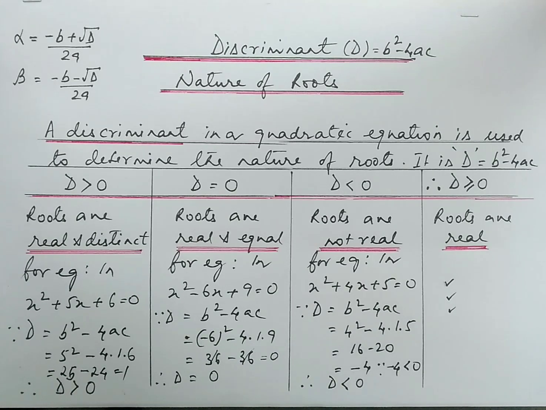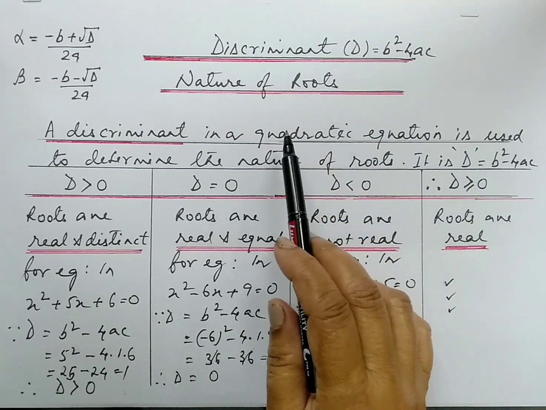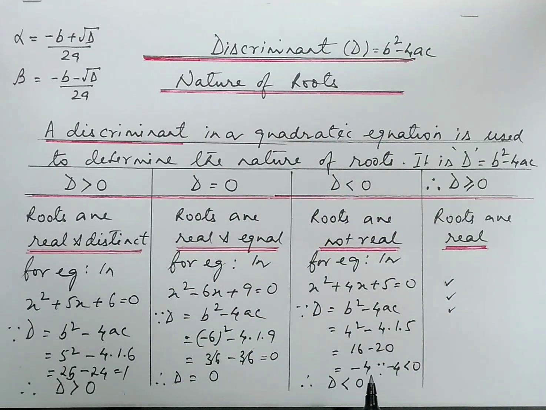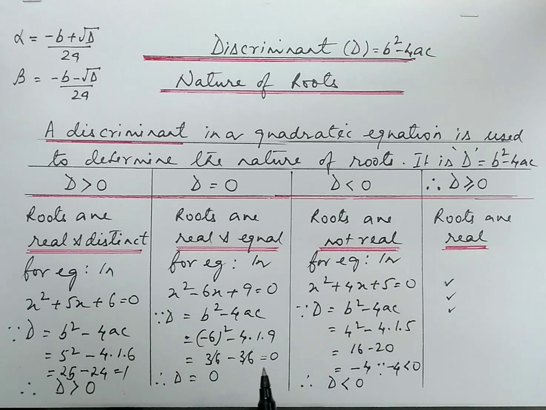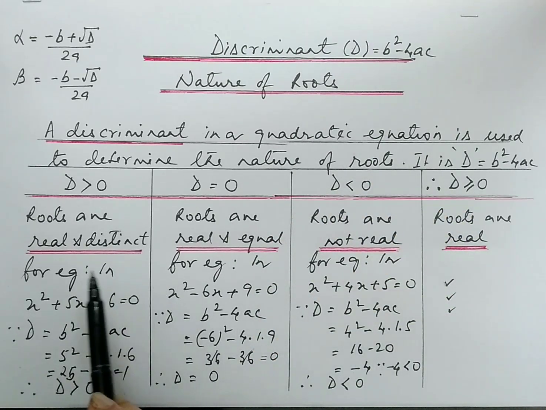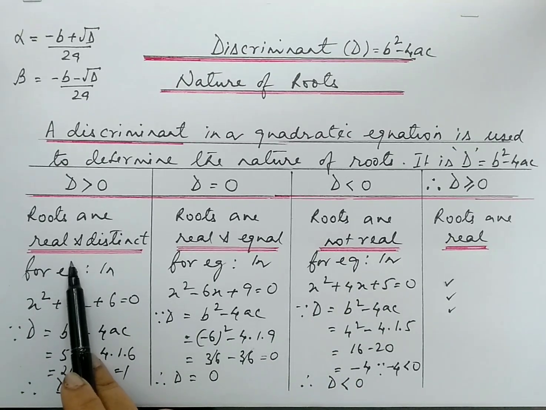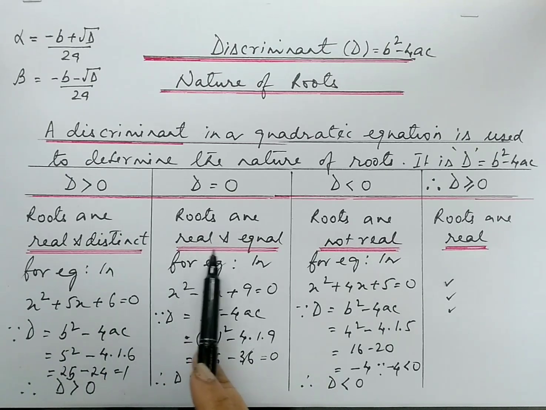So for now, if I have to sum up quickly in 1 or 2 minutes, I would say discriminant is the one that decides what kind of root it is. What kind of roots would be there in a quadratic equation? Whether they will be real or not real, whether they will be real and different, or real and equal.